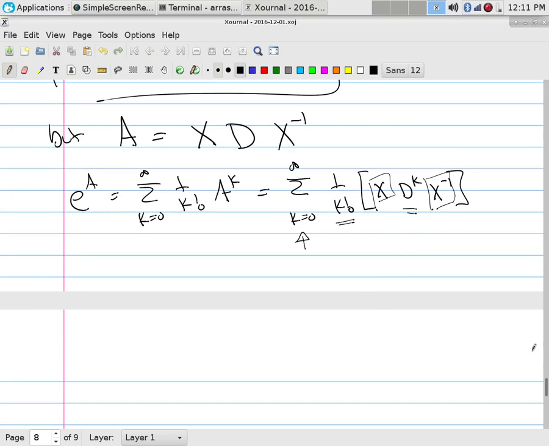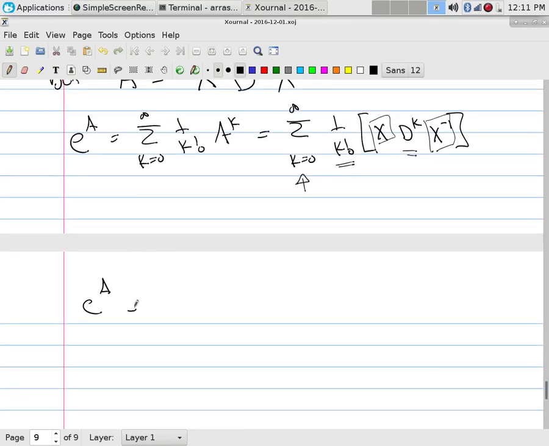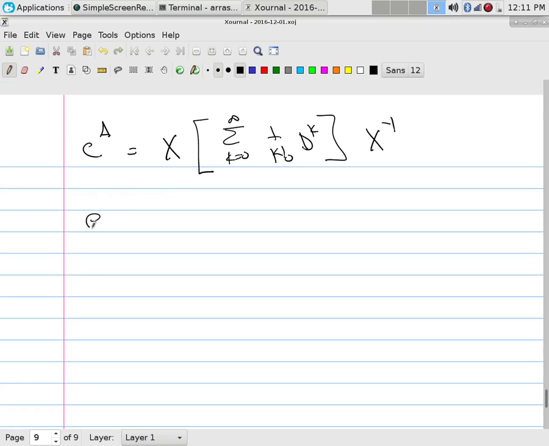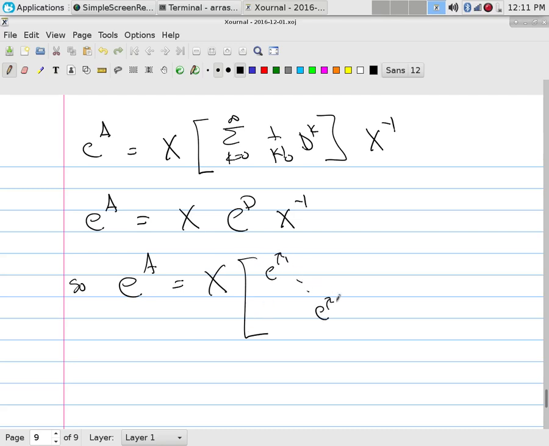Take it out. So that tells me that e to the A is simply going to be X times the sum from k equals 0 to infinity of 1 over k factorial D to the k, with my X inverse matrix on the other side. And so e to the A is simply X e to the D X inverse. And so what is e to any matrix? It's the eigenvectors times e to lambda 1 down to e to lambda n, 0, 0, times X inverse.